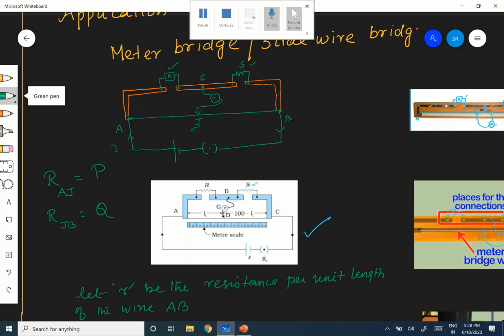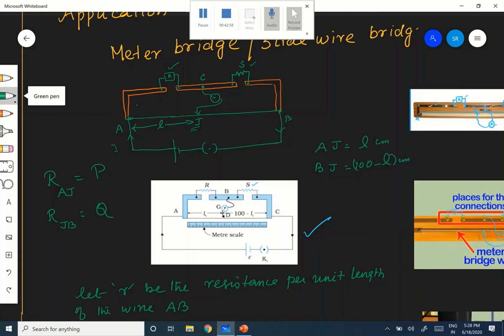Now what is AJ? Let the length AJ be L. The length AJ is equal to L. Therefore what is BJ? That is nothing but 100 minus L, no? A 1 meter wire in centimeters means it is 100 minus L. Are you following? L centimeter. Therefore BJ is equal to 100 minus L centimeter. Is it clear?